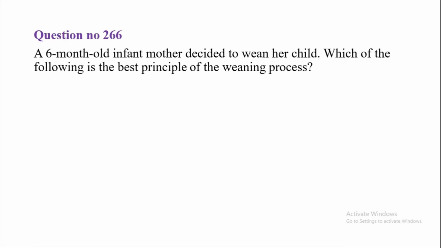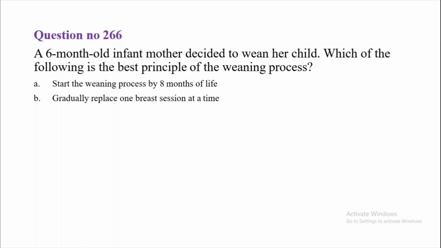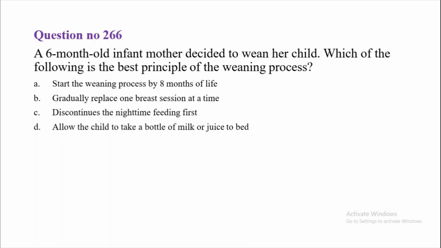Question number 266. A 6-month-old infant mother decided to wean her child. Which of the following is the best principle of the weaning process? The options are number A, start the weaning process by 8 months of life. Number B, gradually replace one breast session at a time. Number C, discontinue the nighttime feeding first. Number D, allow the child to take a bottle of milk or juice to bed.